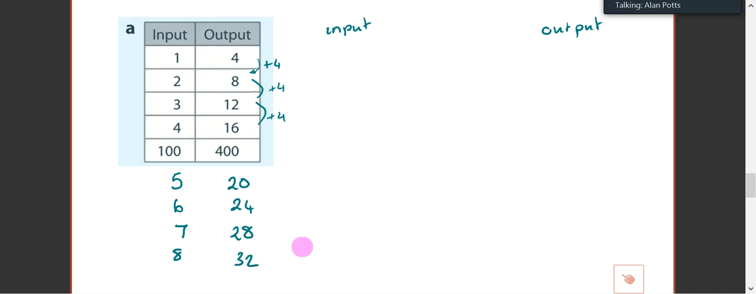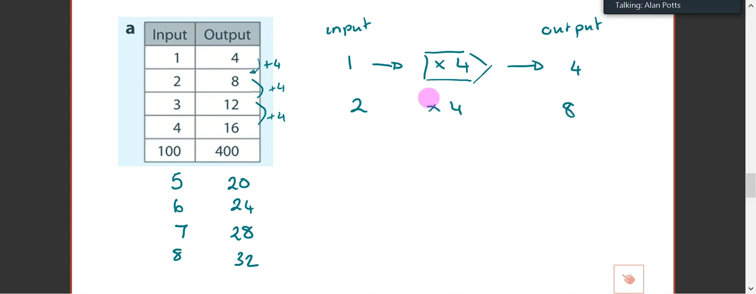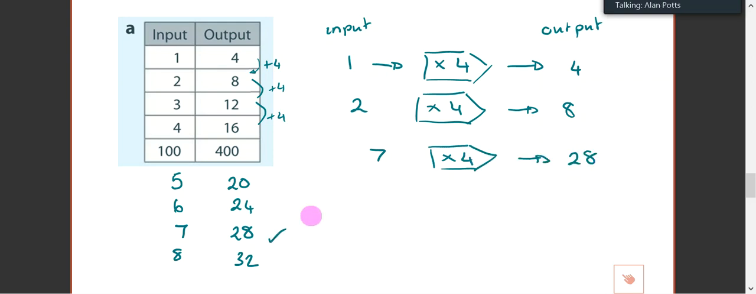Now, some of you have noticed already that if we put 1 in and the output is 4, and we put 2 in and the output is 8, you probably already spotted that there is a single function being done. What is it? Times four. So we can put in a times four. And we should just check, does that work with all of them? 2 times 4 gives me 8. Does that work? Yes, we're good with that. 7 times 4 gives me 28, so we're good there. Okay, we've done a few checks.